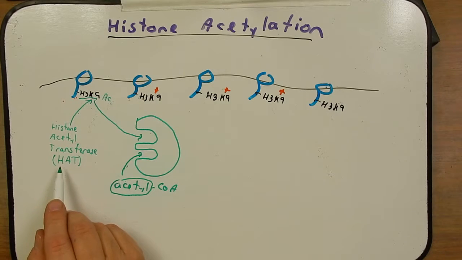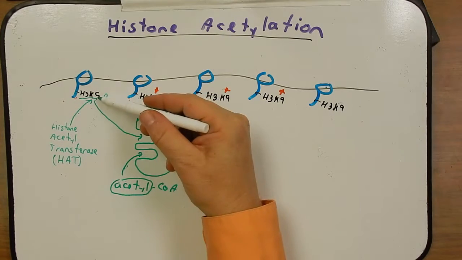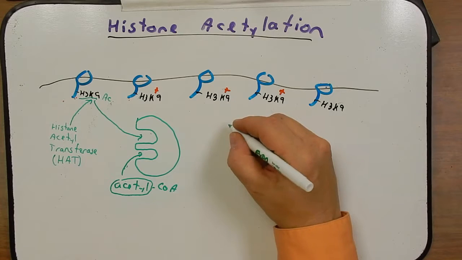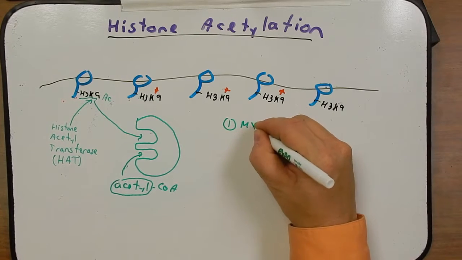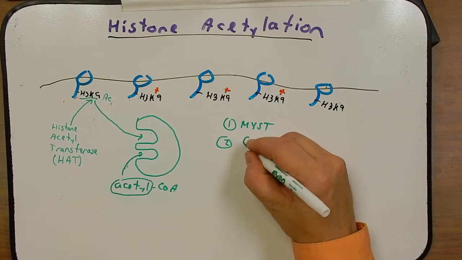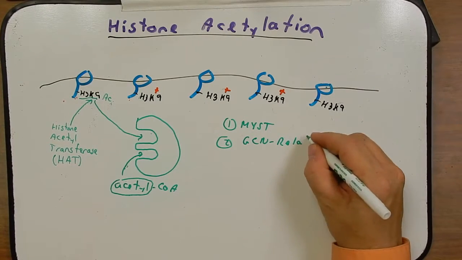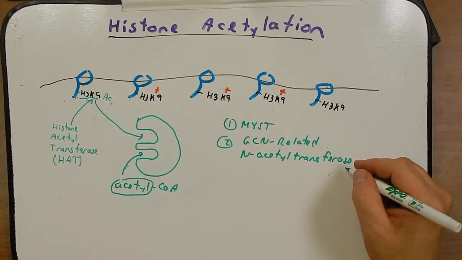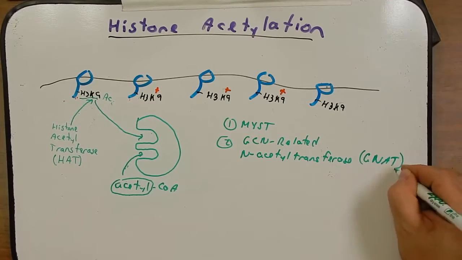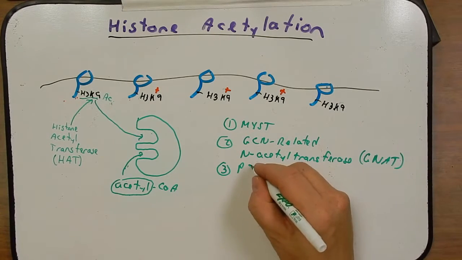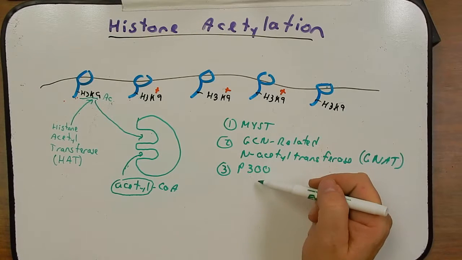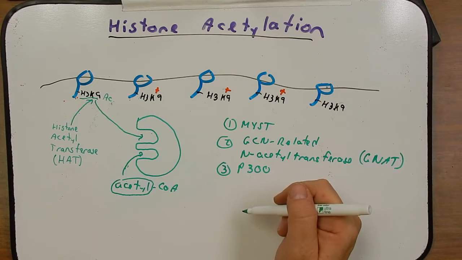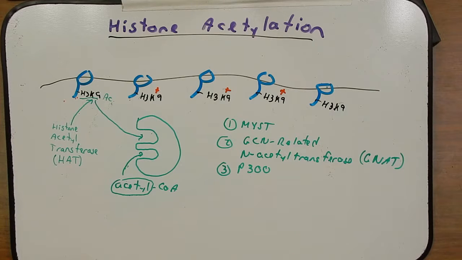But specifically with HATs, those acetyltransferases that acetylate lysines on the histones, there are three major families, and I want to mention them just real briefly here. The first is MYST. The next one is GCN5-related N-acetyltransferase, often just called GNAT. And finally, this last one, P300. And within each of these families, there are many members. They all have slightly different specificities, as I said before, and different targets expressed at different times, different kinds of affinities.